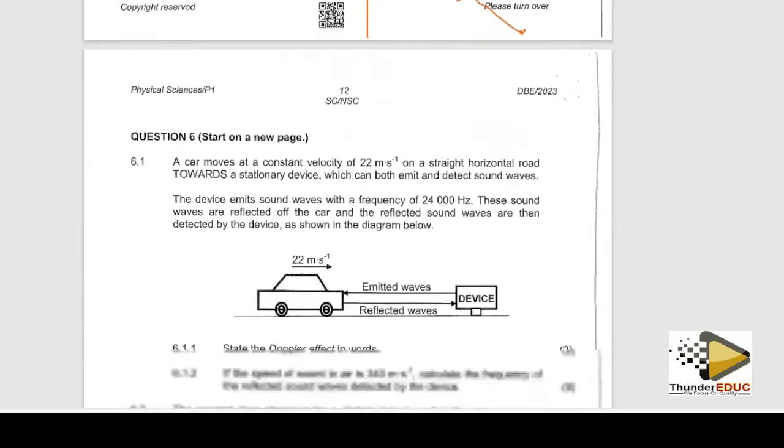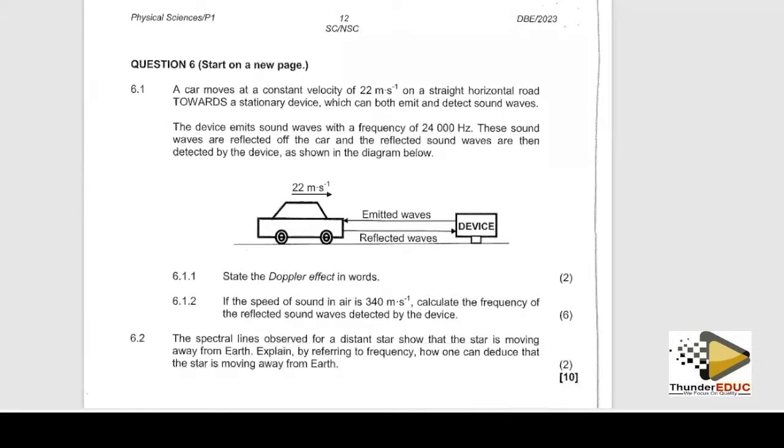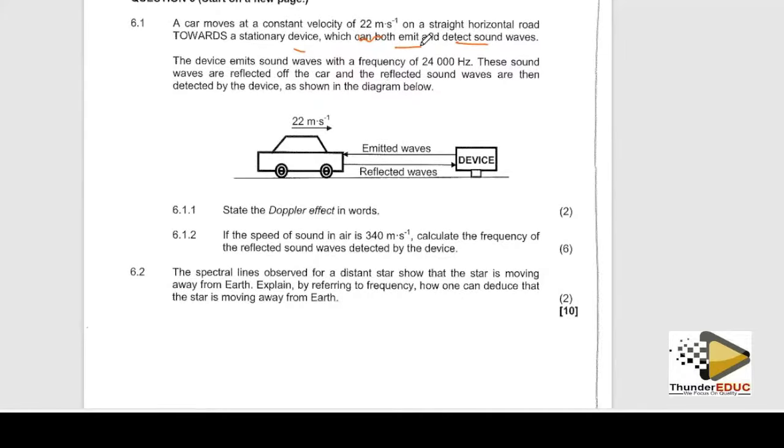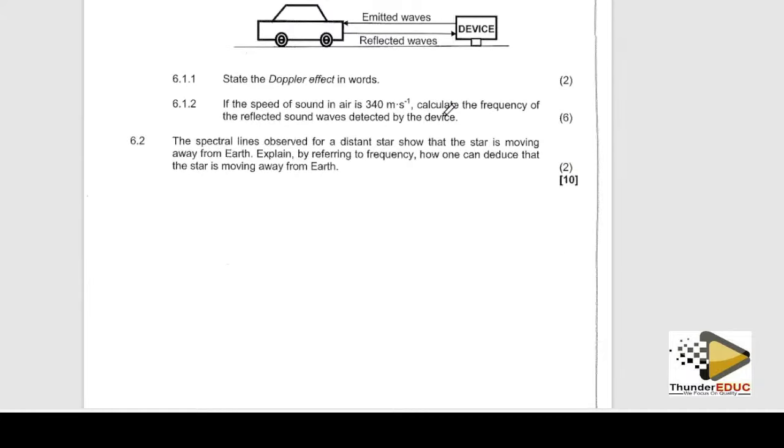Question number 6. A car is moving at a constant velocity of 20 meters per second on a horizontal road towards a stationary device, which can both emit and detect sound waves. The device emits waves, so this is the frequency of the source, that are reflected off the car and then detected by the device. Define the Doppler effect, or state the Doppler effect in words.